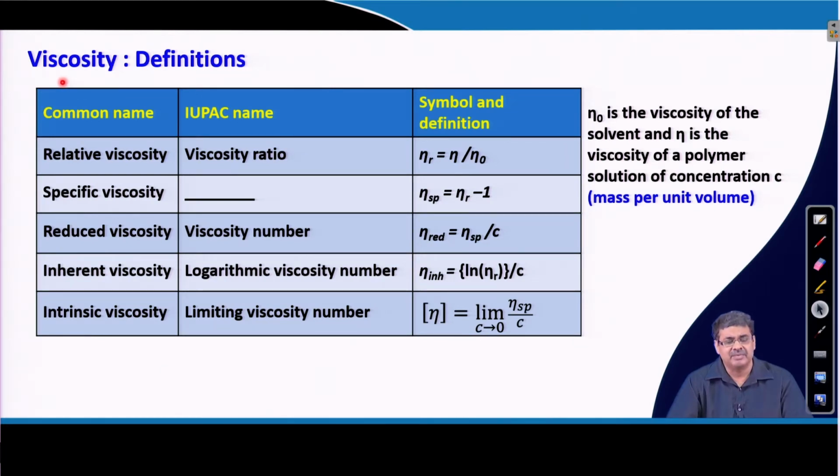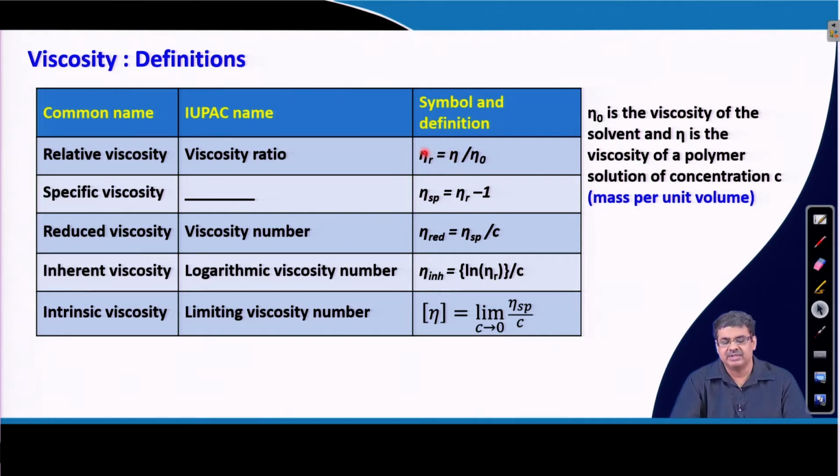Now, when you talk about viscometry, we are dealing with viscosity of a solution, and these are the definitions of different types of viscosity we should remember. There is some common terminology which is very frequently used even now, and the corresponding IUPAC recommendation. For example, eta R is a ratio of eta and eta naught, where eta naught is the viscosity of the solvent and eta is the viscosity of polymer solution of concentration C. Again, C is mass per unit volume.